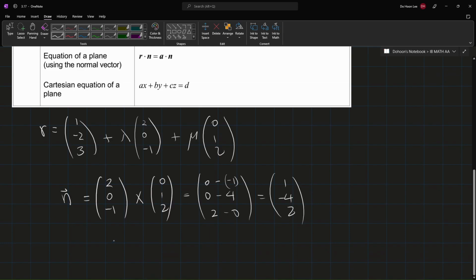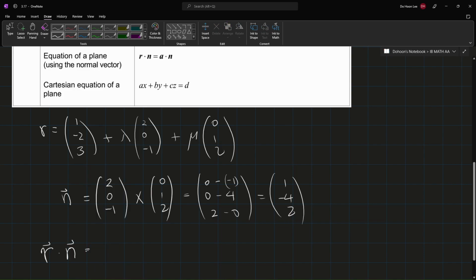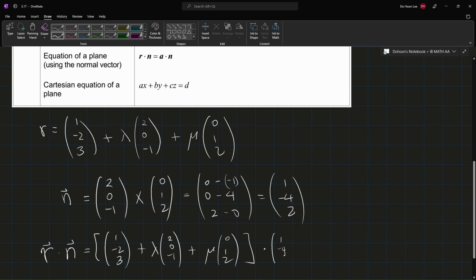So let's do that. So my right-hand side will be r dot n equals, it'll be 1, negative 2, 3, plus lambda 2, negative 1, plus mu 0, 1, 2, and we do the scalar product of all that with 1, negative 4, and 2.